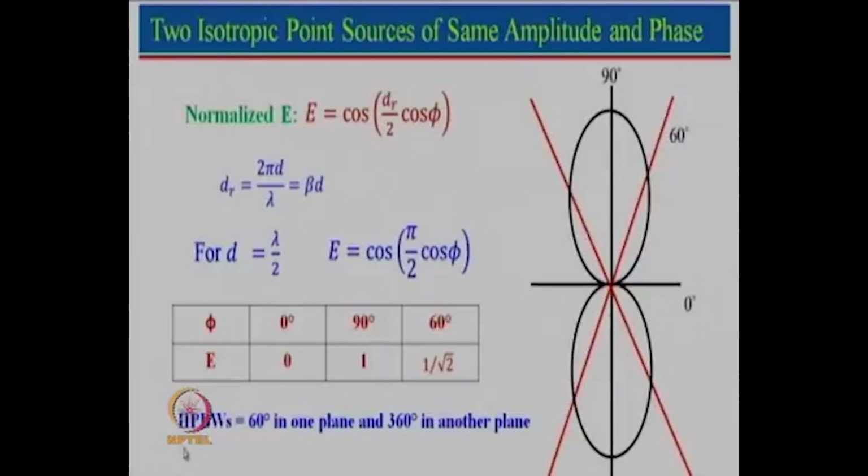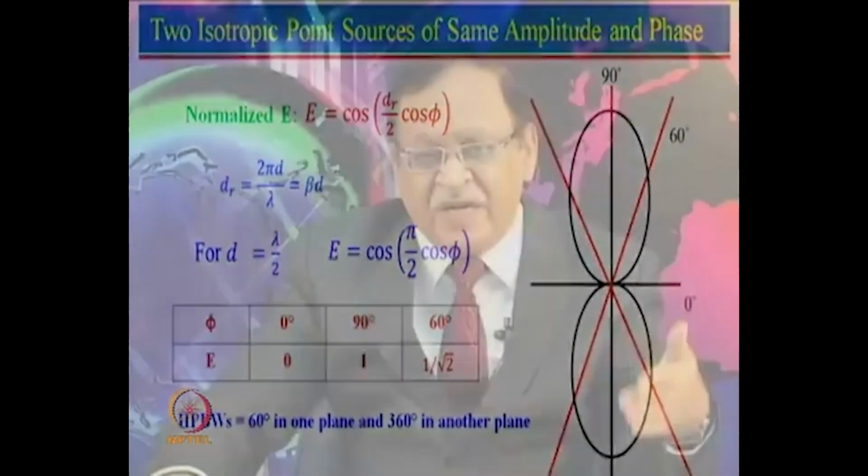So, half power beam width is 60 degrees in this plane, but half power beam width is 360 degrees in the other plane. These two half power beamwidths can be used to estimate the value of the directivity, and for that we have given you a formula earlier, which is 4 pi by theta E theta H. So here in one plane theta E is nothing but 60 degrees, which is equal to pi by 3, and in the other plane theta is equal to 2 pi. So from that you can calculate the directivity of the antenna.